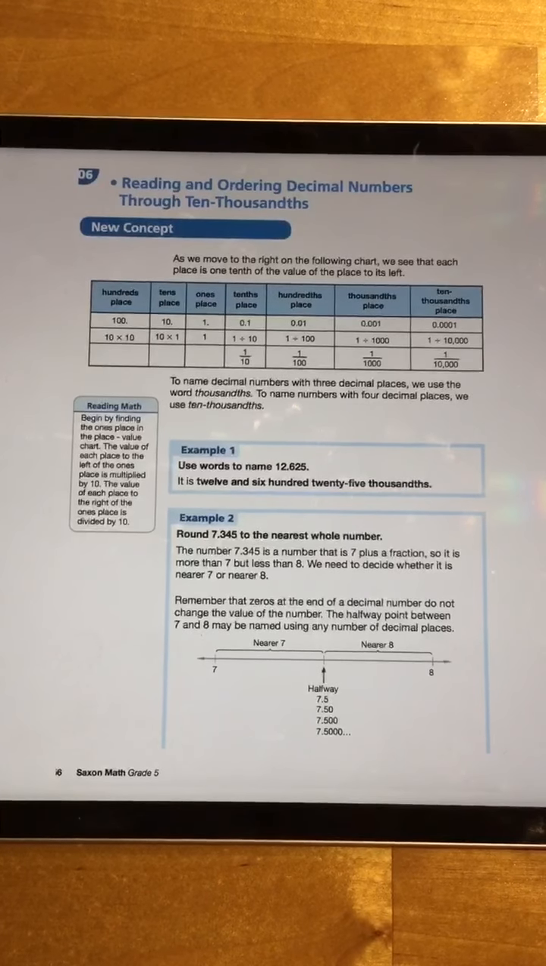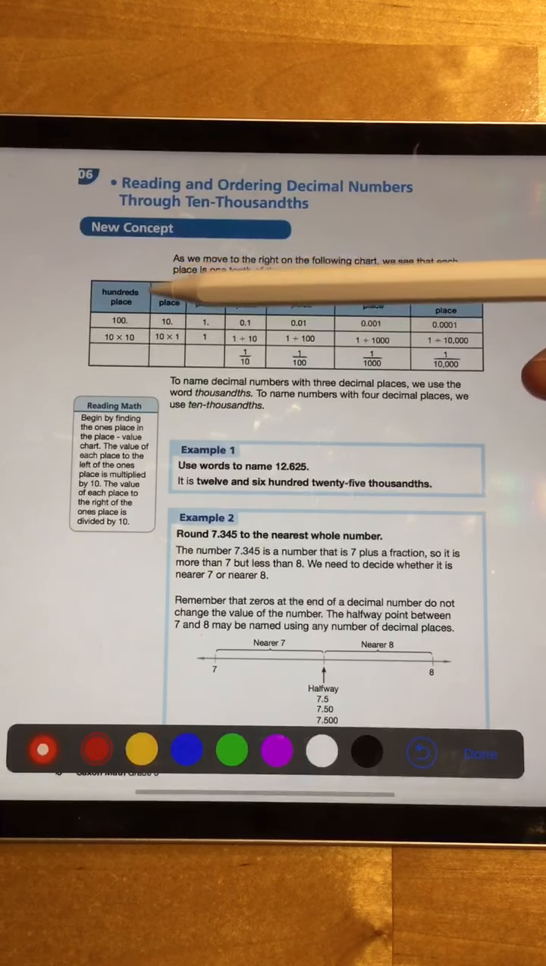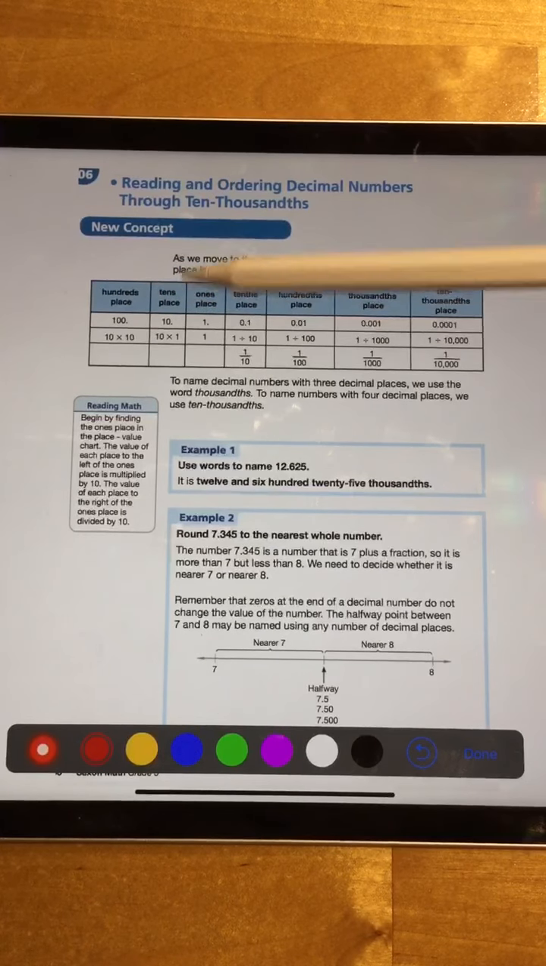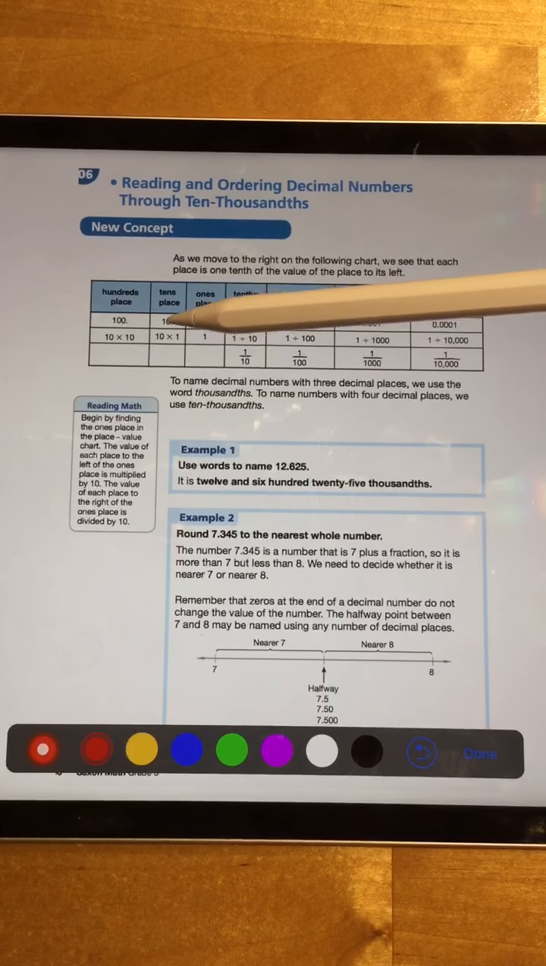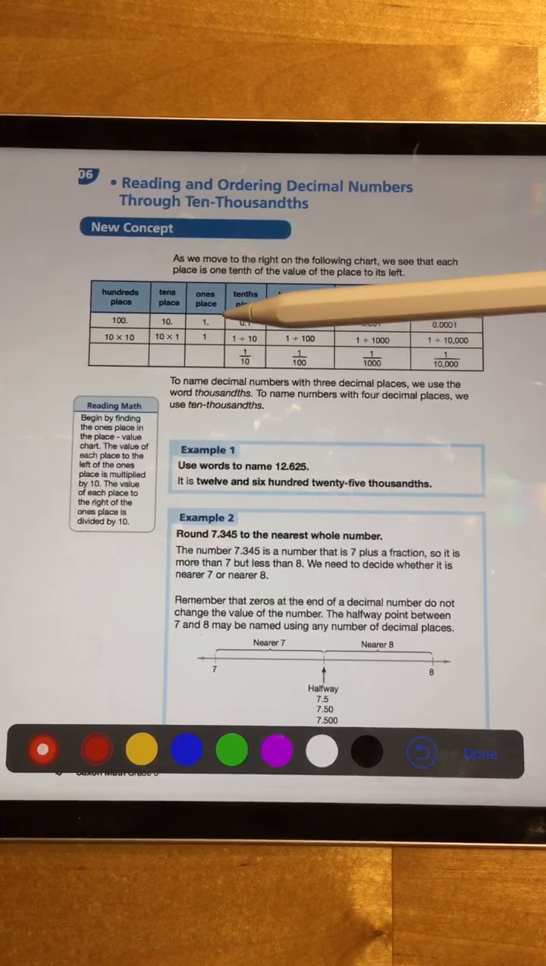So today we are reading and ordering decimal numbers through the 10,000ths. We have a place value chart here. We have the hundreds place, so we have 100. Tens place, so we have 10. The 100 is 10 times 10. 10 is 10 times 1. We have 1, which is just 1.